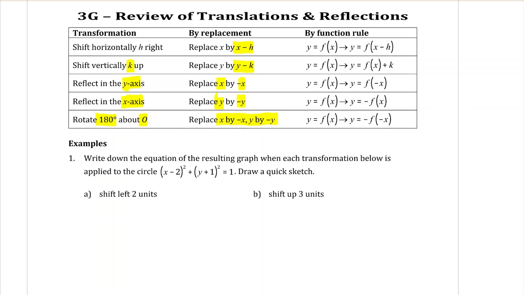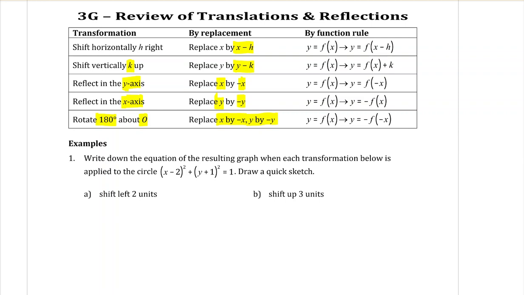Write down the equation of the resulting graph when each transformation below is applied to a circle. So our circle's equation is x minus 2 in brackets squared plus y plus 1 in brackets squared is equal to 1, and we want to draw a quick sketch of our new circle once we've found it.